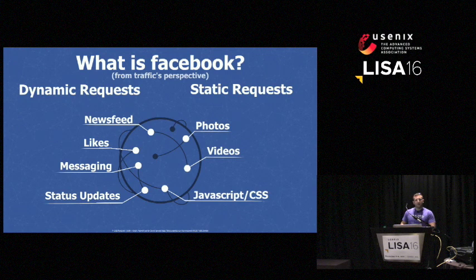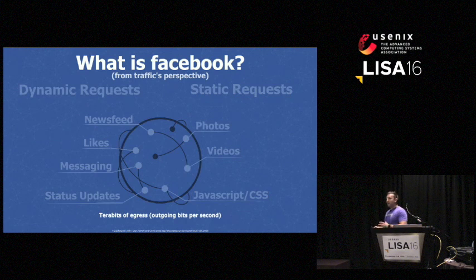On the other side of things are our static requests. These are any requests sent to our servers that are very, very unlikely to change. And these are very easily cacheable: photos, videos, etc. So the combination of these means that we have a lot of people who use Facebook, and we send a lot of bits out to the network. This means we send out terabits of egress to the internet per second. Egress is defined as the ones and zeros, all the bits leaving our routers, leaving the Facebook network.